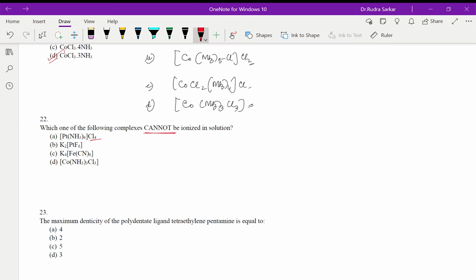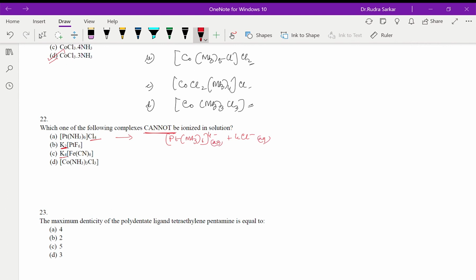Even in complex B we have potassium, 2 potassium in the ionization sphere, so obviously this also will give ions in solution. In K4[Fe(CN)6] also we have 4 potassium in the ionization sphere, so it will also give ions in solution. And what will be those ions? If we just say, it is going to be [Pt(NH3)6]4+ and 4 Cl-, all aqueous.